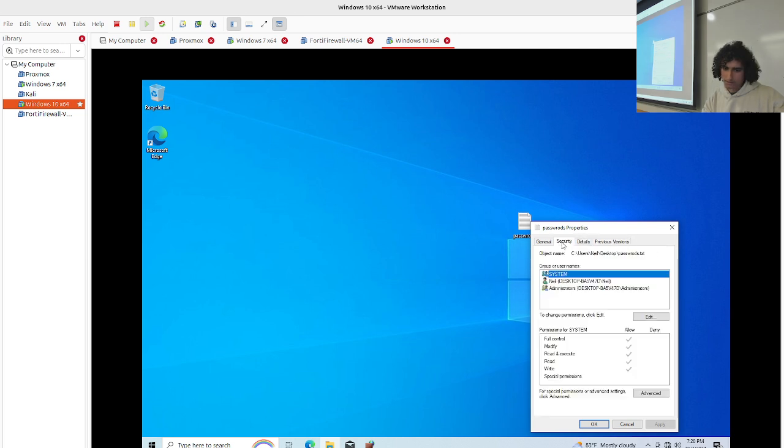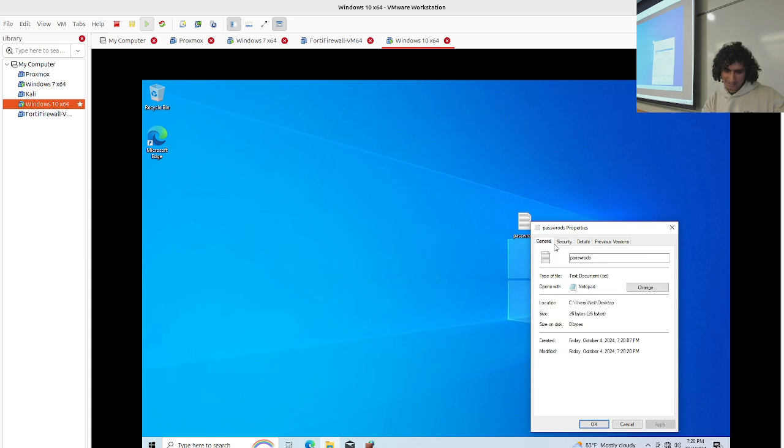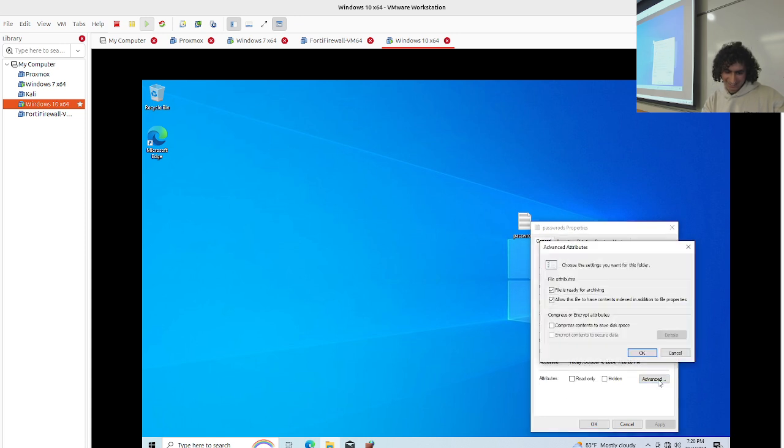It's been a while since I've used a Windows system, guys. Oh no. Go to advanced in the bottom. Is it here? Maybe there, I can't remember. I think it's in one of the advanced. Oh, okay, cool. Why can't I encrypt contents?